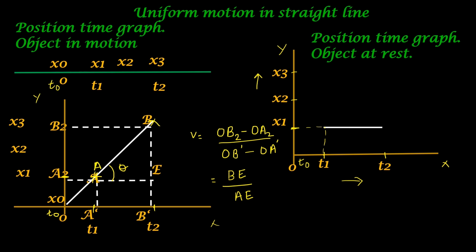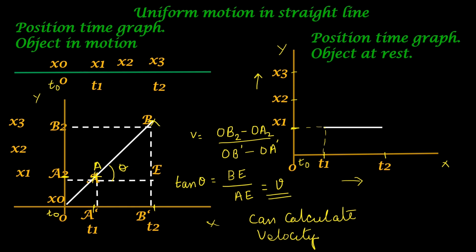When we consider the triangle ABE, tan theta is equal to BE by AE. It is the slope of the graph. This is equal to velocity. So we can calculate the velocity of the moving object from the position time graph. So that is the significance or benefit or use of position time graph.